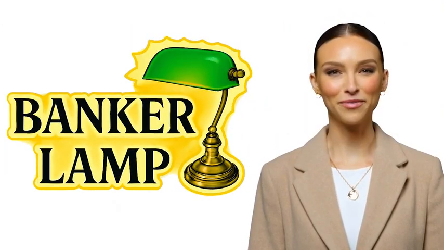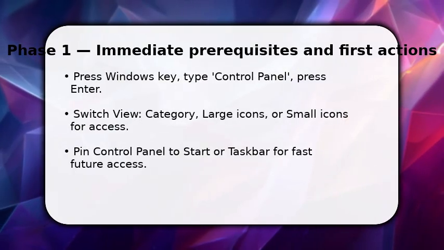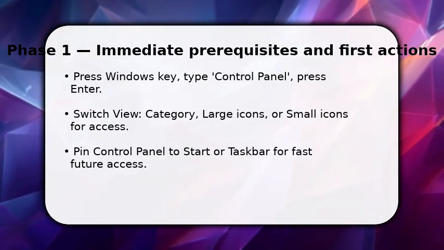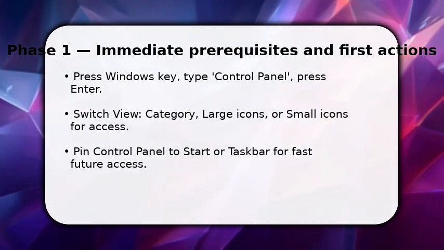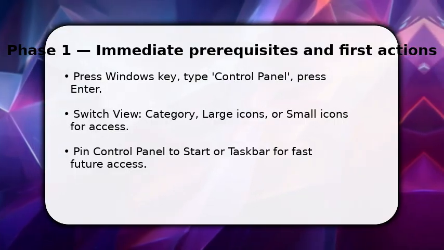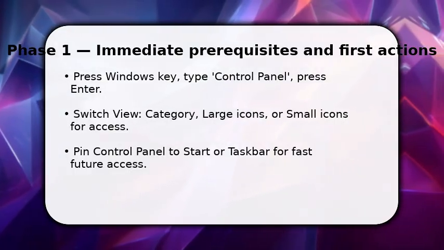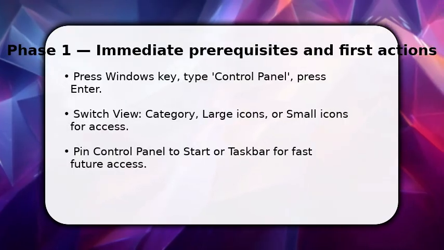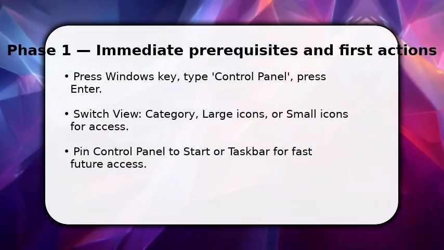Please enjoy the video. You start by opening Control Panel fast. Press the Windows key, type Control Panel, and hit Enter. Once done, switch the view to large icons if you prefer direct access to every applet. Make sure to use category only when you want group tasks.